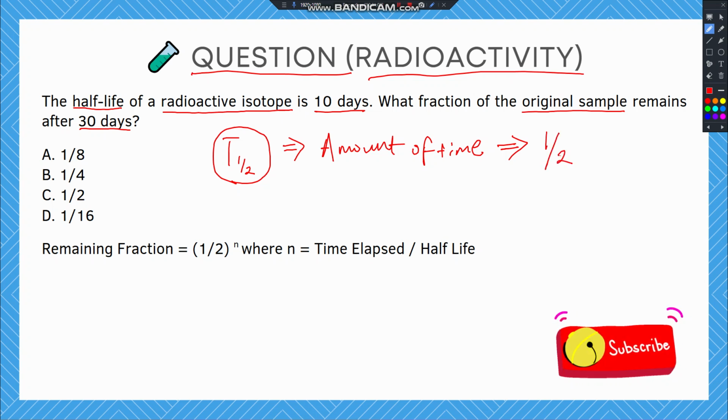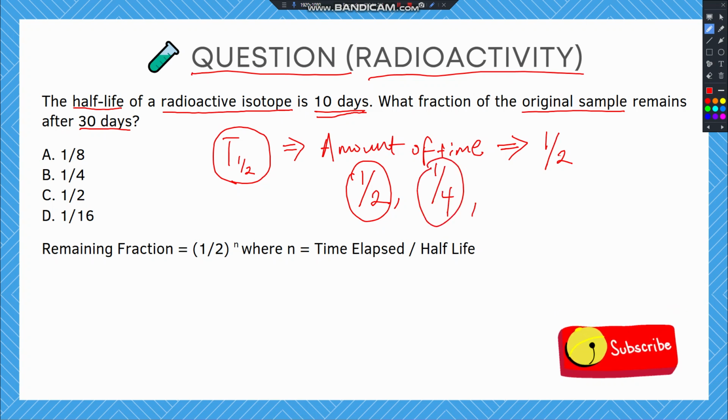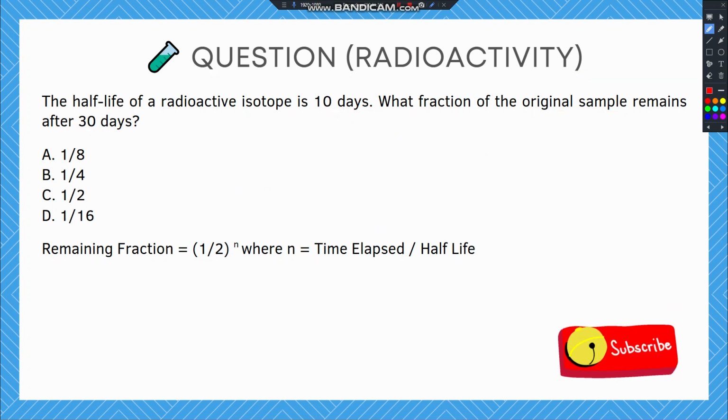So what they are simply saying is that it will take 10 days for that sample to reduce to 1 all over 2. And that 1 over 2 that remains after 10 days, after another 10 days, will still reduce by half to give us 1 all over 4. And then after another 10 days, it will reduce by half to give us 1 all over 8, and so on and so forth. So they are asking us what fraction of the original sample will remain after 30 days? Now, there are two ways with which we can solve this.